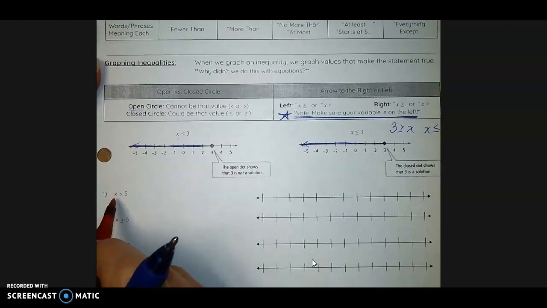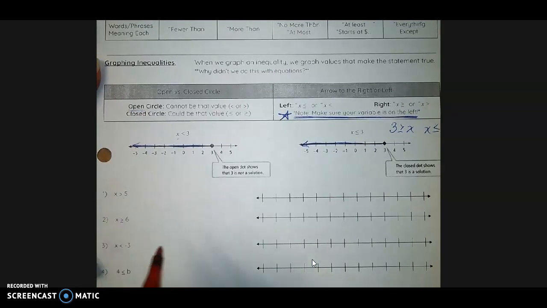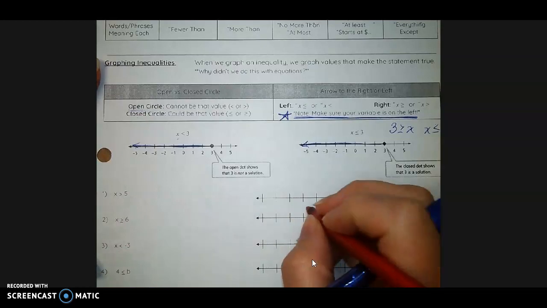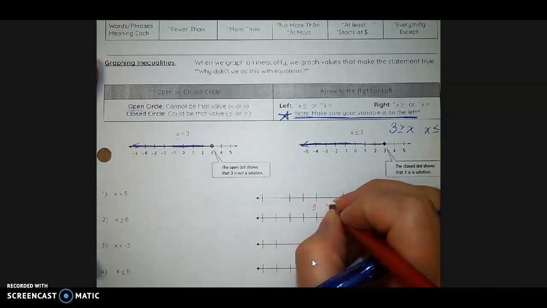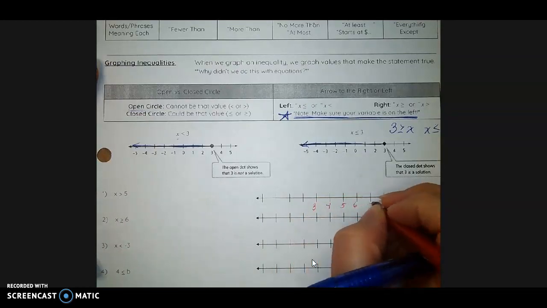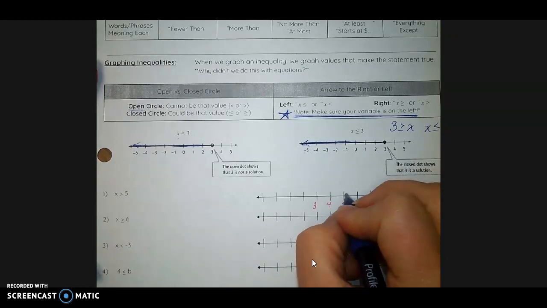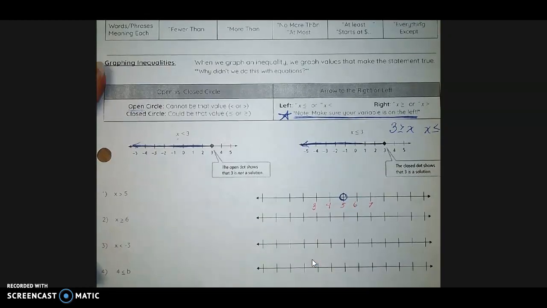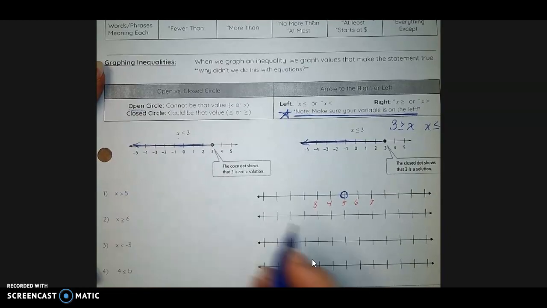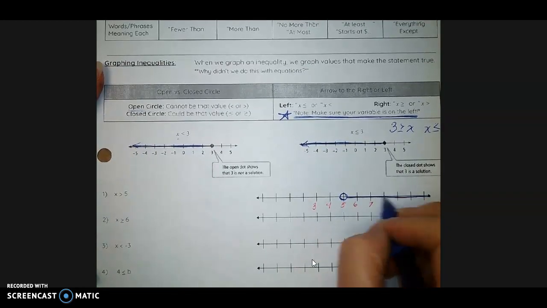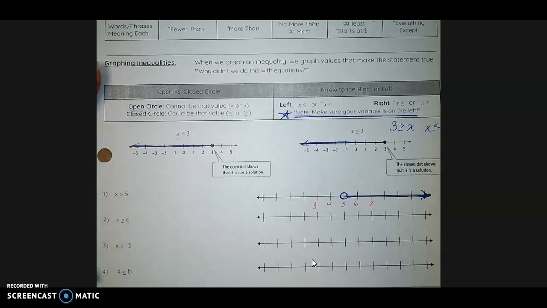Our first one here is x is greater than 5. Now, you don't have to put all the numbers on the number line, so I'm just going to put the ones that go around it. Now, my symbol, I'm going to be at the 5, but I don't have the line underneath, so I'm going to have an open dot. And then my arrow is telling me it's greater than. It's pointing that way, so I'm going to shade in that direction.